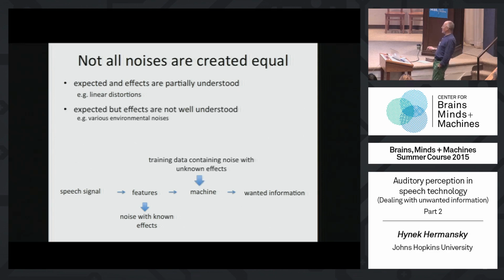There are noises which are expected, but effects may not be well understood. These should go into the machine learning part. That's what I'm claiming. Whatever you don't know, you better have the machine learn. It's always better to use the dumb machine with a lot of training data than putting in something which you don't know for sure. But what you know for sure, it should go here.